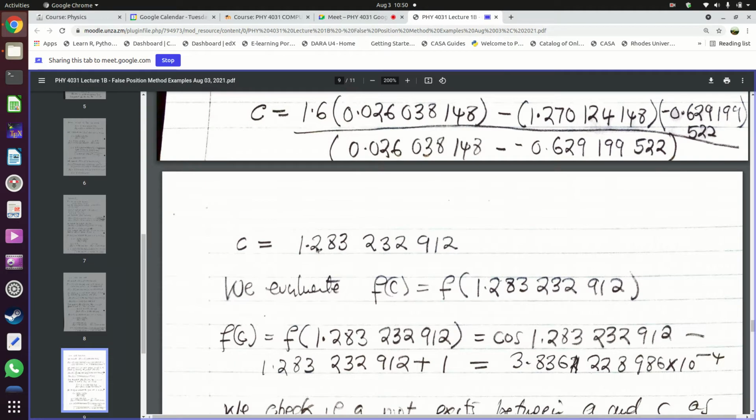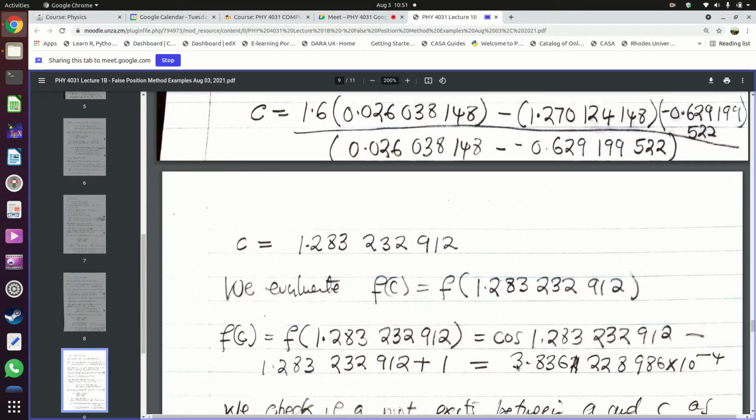You have to see how the numbers are changing. So already we can see that the 1 has stopped changing, the 2 has stopped changing. So the answer is somewhere at 1.2. When you evaluate the function at c, at 1.283232912, you do that: 1.283232912 minus this bit plus 1, and you end up with this.